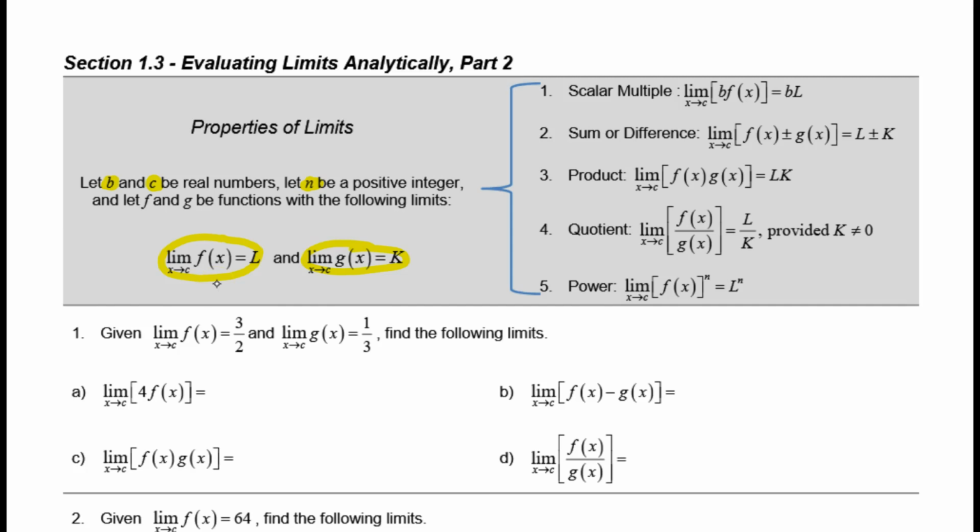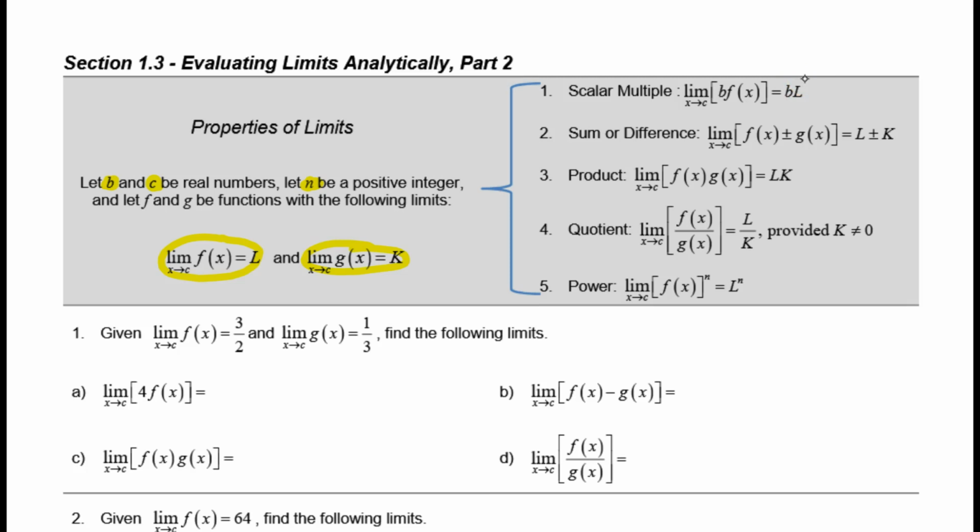The first is the scalar multiple property. It says the limit of b times f of x as x approaches c is equal to b times L, where b is a real number that we talked about when we set up these properties. One thing I think you'll notice about this property is it seems kind of obvious. If you take some real number and multiply it by a function, then the limit is just going to be that real number multiplied by the limit.